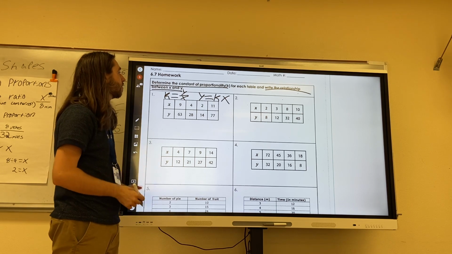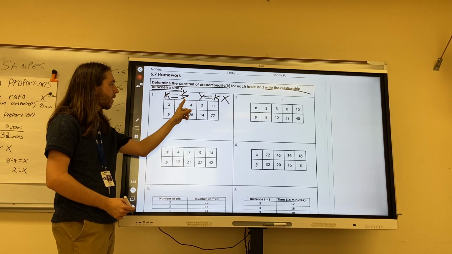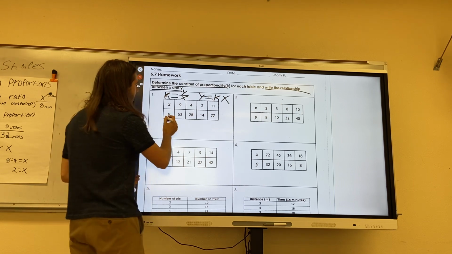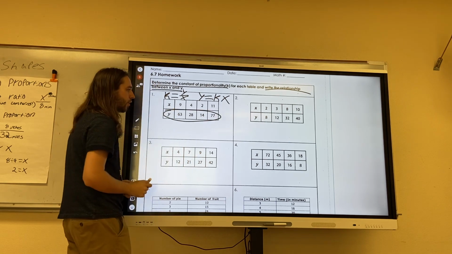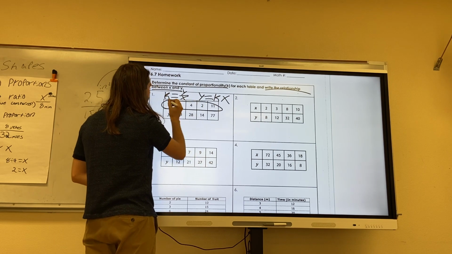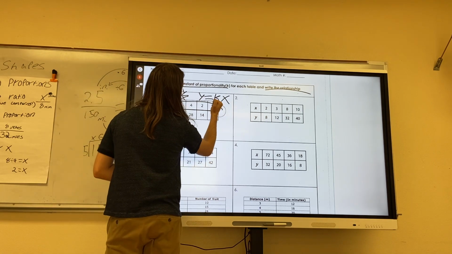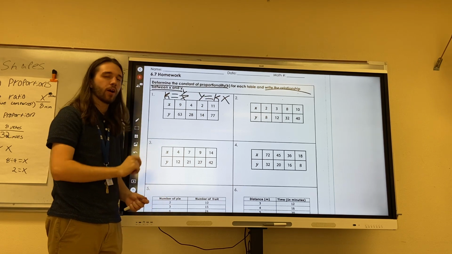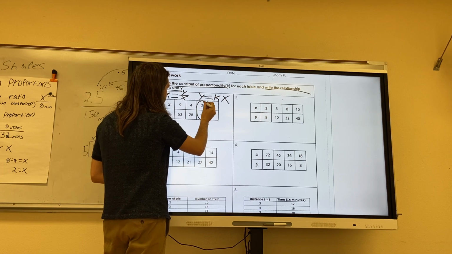So in order to find the constant of proportionality, we need to use this little equation right here, k equals y divided by x. So this bottom half has y right here. All of these are our y values on the bottom. And then up top, all of these are our x values. So we need to pick an x and a y that are matching, that are on top of each other. So the easiest way to do this is to pick the smallest x and y combination, which in this case happens to be 2 and 14.